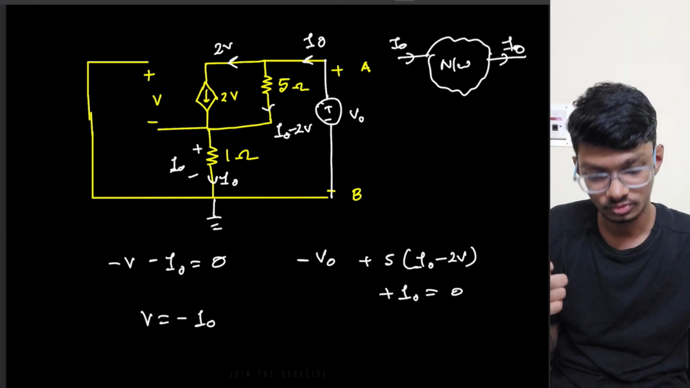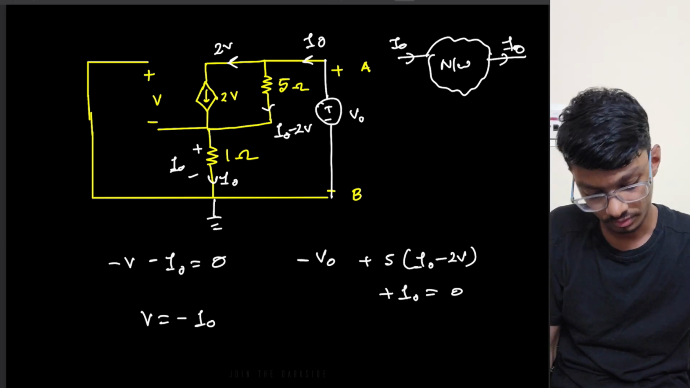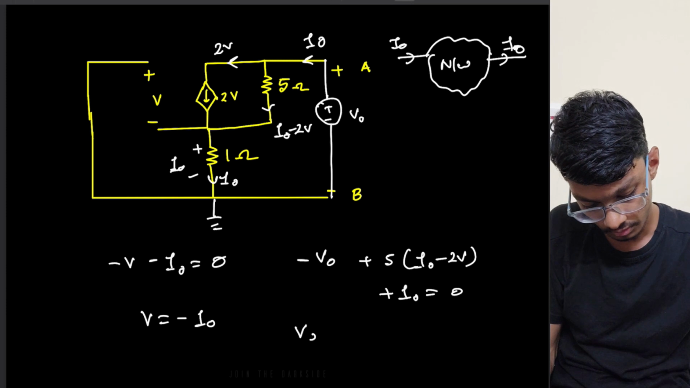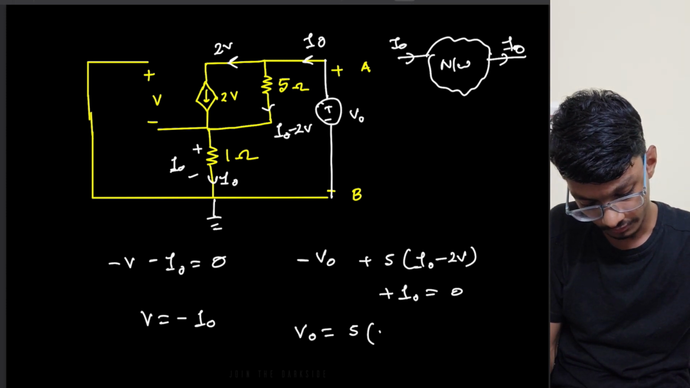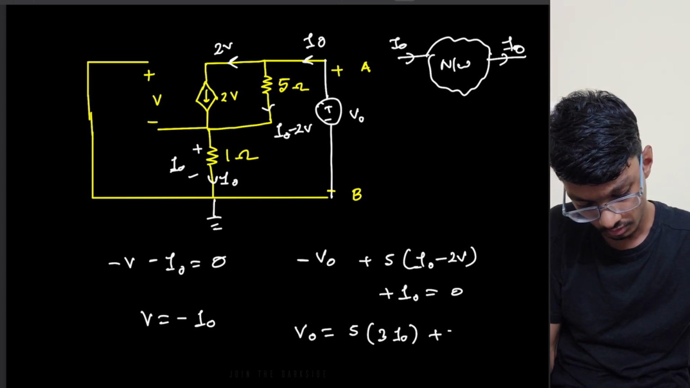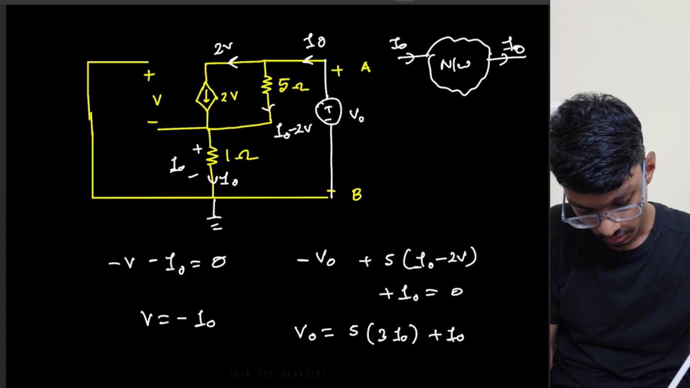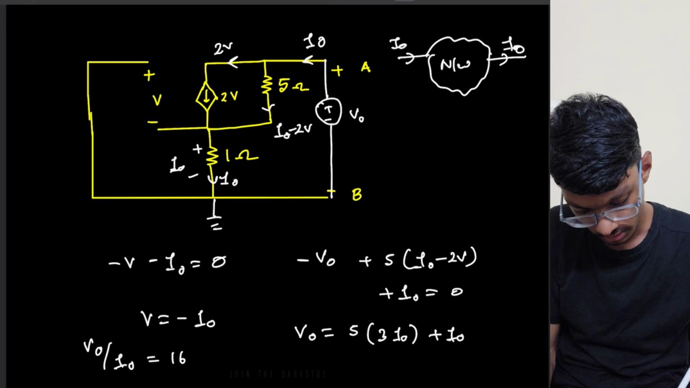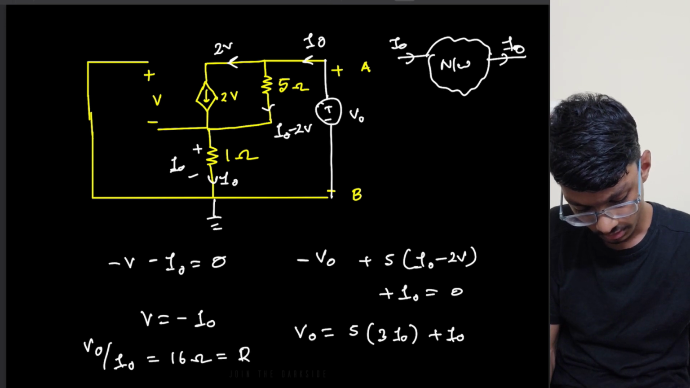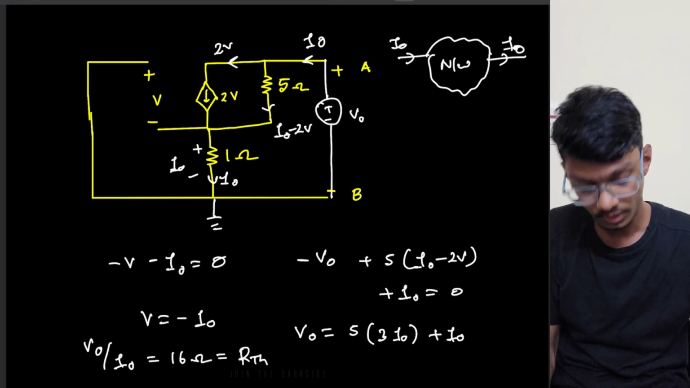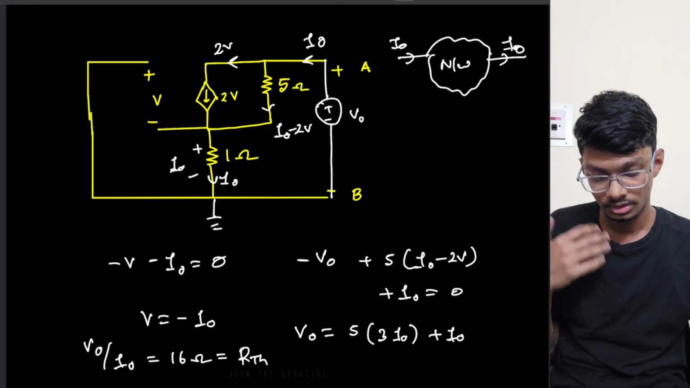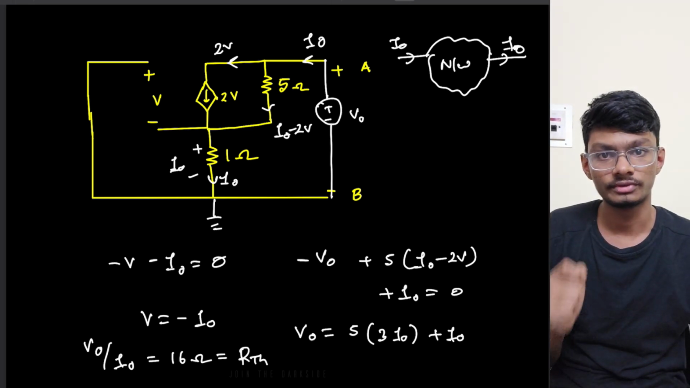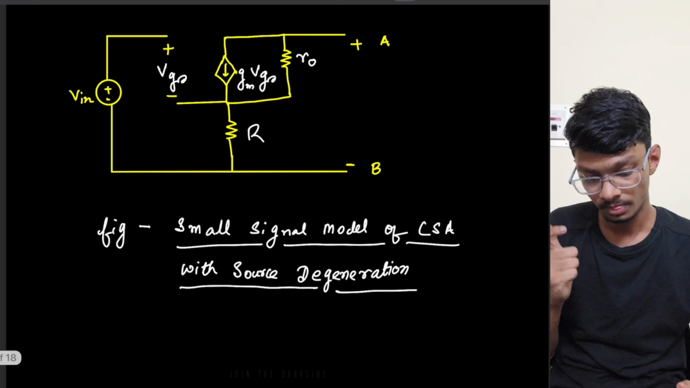So, what is 2V minus 2 IO? So VO equals 5 times 3 IO plus IO. So VO by IO equals 16 ohms, which is the RTH, right? So RTH is 16 ohms. So this is one method for solving this question. We can solve this with another method also.